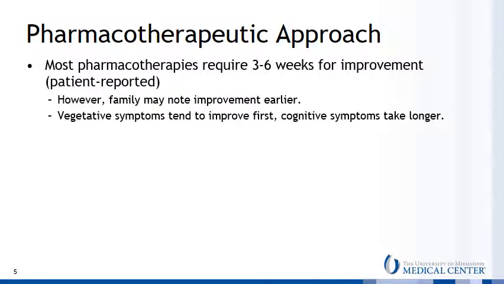Most pharmacotherapies require 3 to 6 weeks at an adequate dose before patients report improvement. However, because vegetative symptoms such as loss of appetite or sleep disturbance tend to improve first, family may report improvement earlier than the patient. The cognitive symptoms tend to take longer to improve, in part because they are influenced by other symptoms such as anhedonia or feelings of worthlessness.